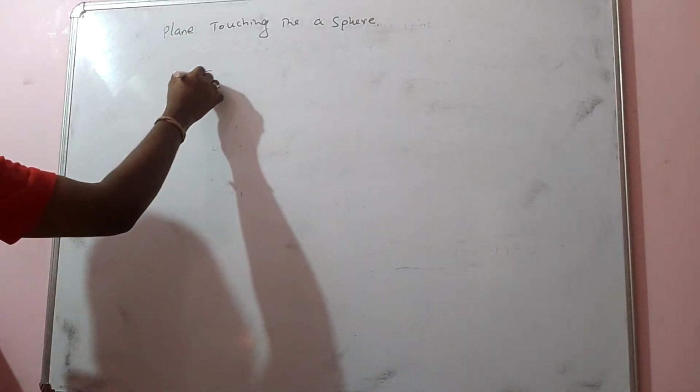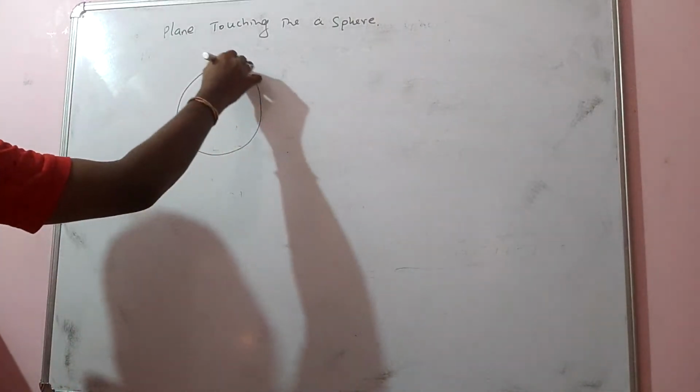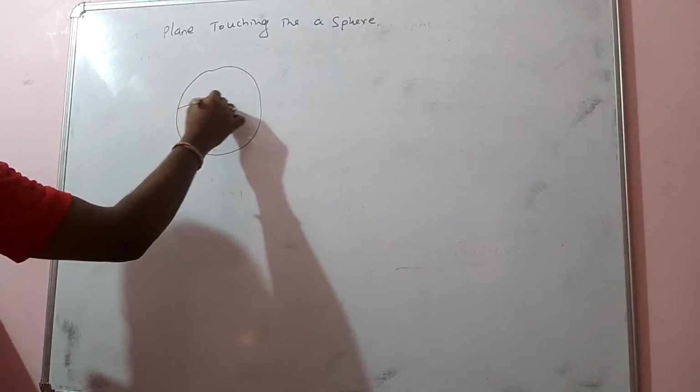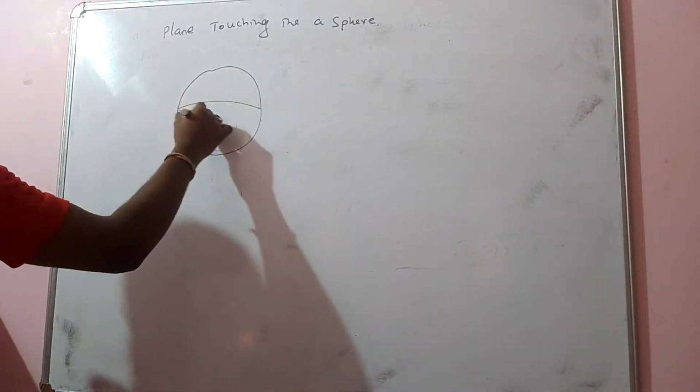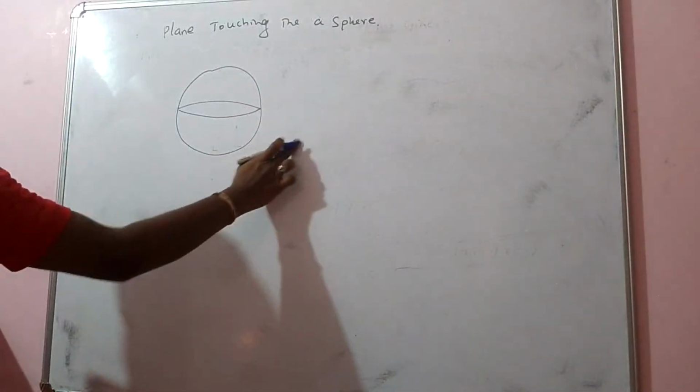See here, this is the sphere. It means a ball. Volleyball, football, any ball, cricket ball. This is what a sphere is.